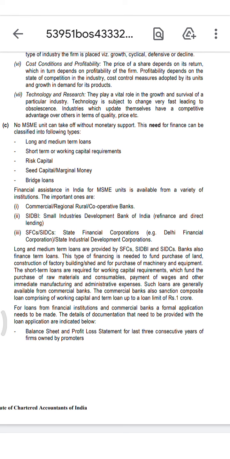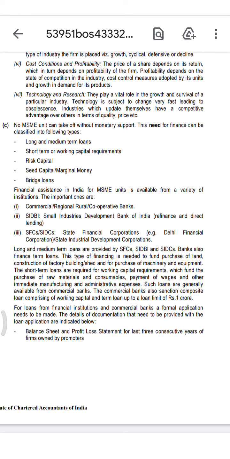This type of financing is needed to fund purchase of land, construction of factory building, shed, and for purchase of machinery and equipment. The short term loans are required for working capital requirements, which fund the purchase of raw materials and consumables, payment of wages, and other immediate manufacturing and administrative expenses. Such loans are generally available from commercial banks. The commercial banks also sanction composite loans comprising working capital and term loan up to a loan limit of rupees 1 crore. For loans from financial institutions and commercial banks, a formal application needs to be made.